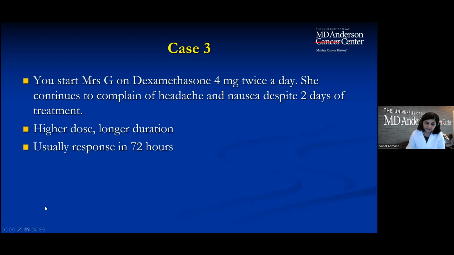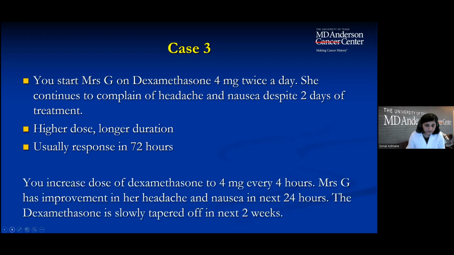So remember, it usually takes 72 hours or sometimes 48 hours or more for dexamethasone to exert its action. And you can increase the dose because it has a dose-dependent activity on the intracranial pressure. So if you increase the dose, sometimes patients derive more benefit. So that's what you do. You increase her dose to 4 milligrams every 4 hours, and she has relief of symptoms. And then the dexamethasone is slowly weaned off over a period of 2 weeks.